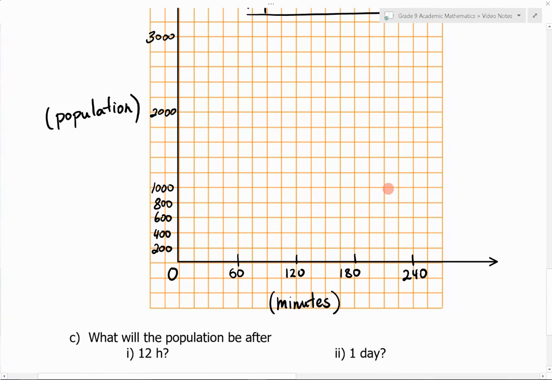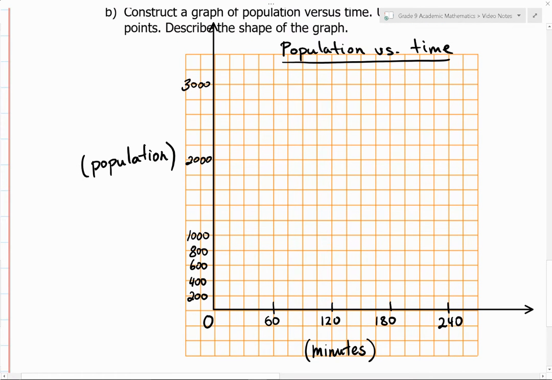You notice the scale is even. Every 4 squares is 60 minutes. So here's 1 hour, 2 hours, 120 minutes, 3 hours, 180 minutes, and 4 hours, 240 minutes. Same thing for the scale on my left. Every square is 200, so I skip count by 200: 200, 400, 600, 800, 1000. I didn't write down every number here, but if you continued, you'd have 1200, 1400, 1600, 1800, 2000, and then 2200, 2400, 2600, 2800, 3000.